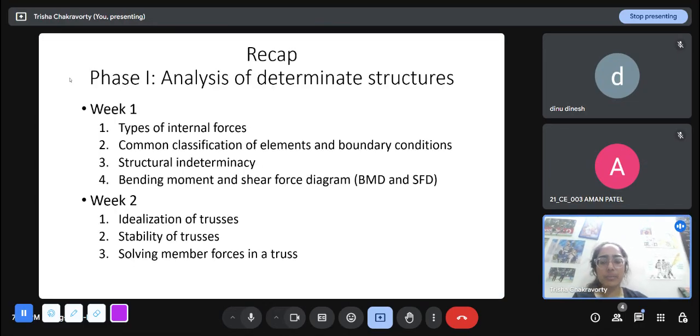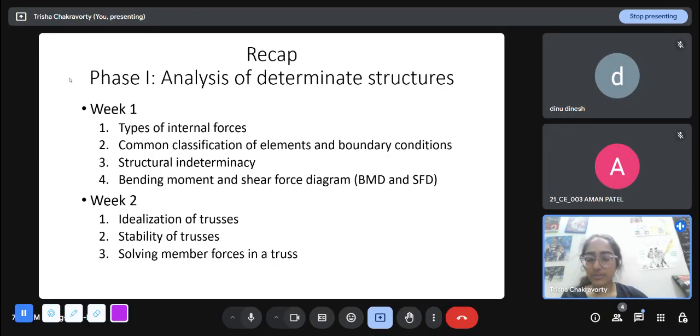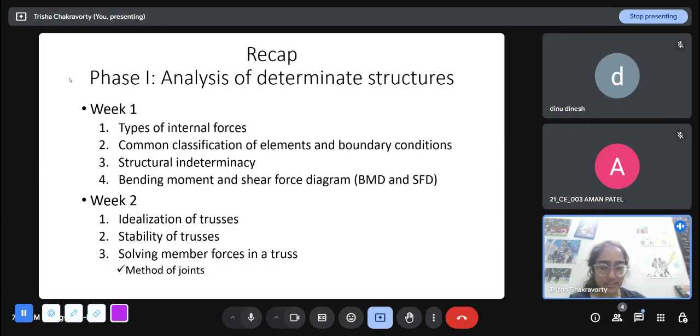And how to solve the member forces in a truss. All members in a truss only undergo axial force, so they can be tensile or compressive. Generally, we write tension as plus and compression as minus. There are two methods: method of joints and method of sections. In week 1 and week 2, we looked at the force or stress type responses. For beams, it's this topic: bending moment and shear force diagrams. And for trusses, it's solving member forces in a truss.